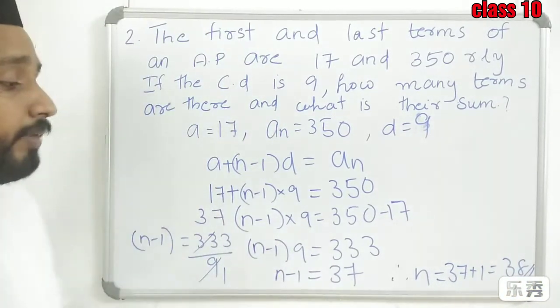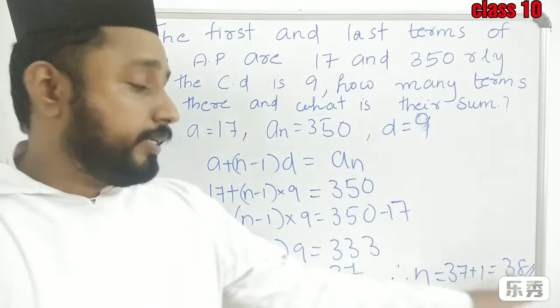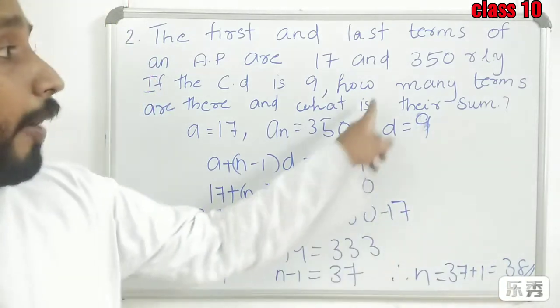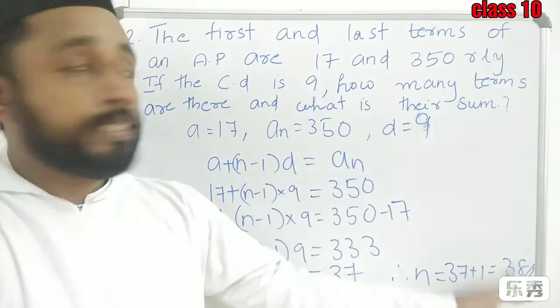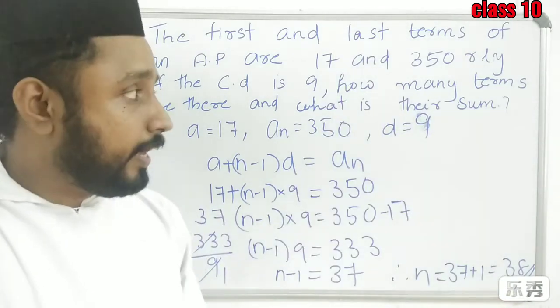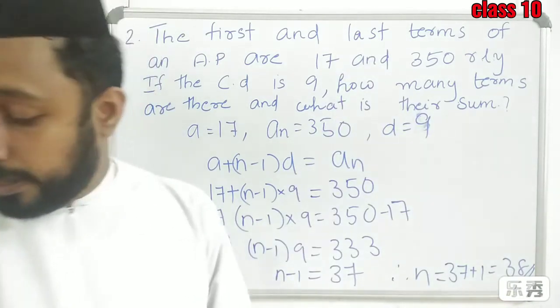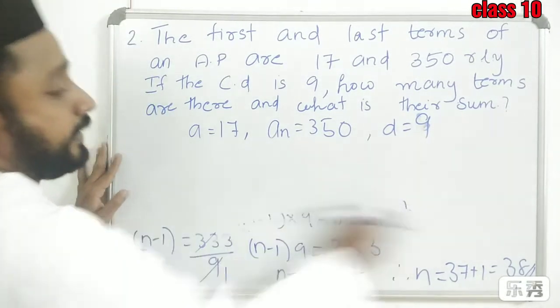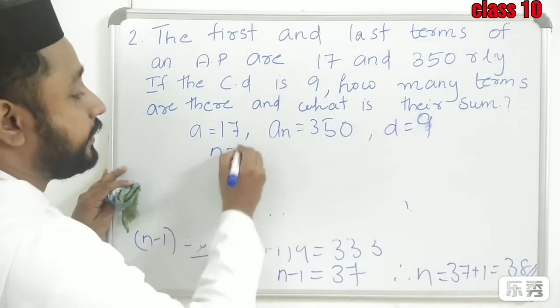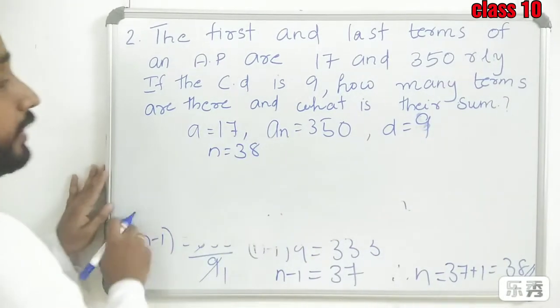So we got the value for n. How many terms are there? There are 38 terms in this AP. So n is equal to 38.